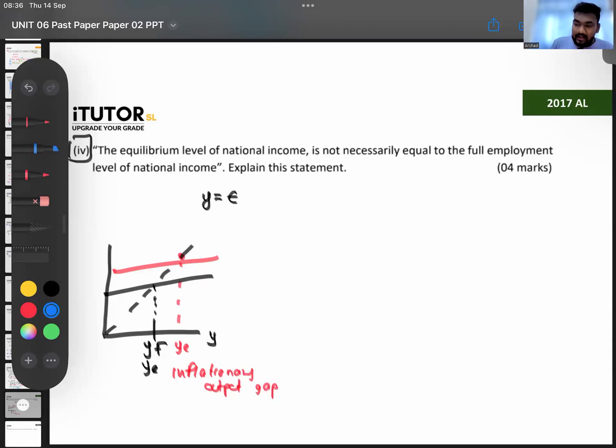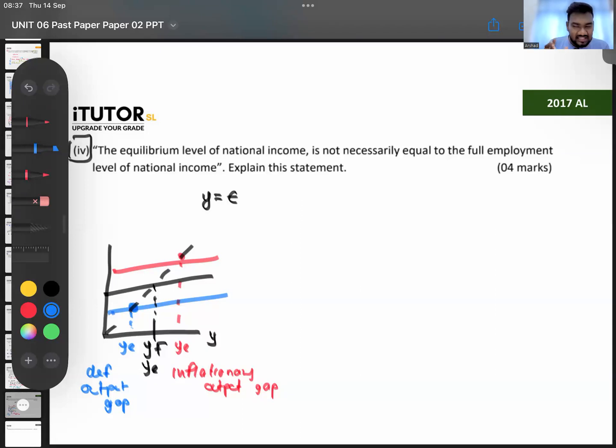Now, I'll draw another line. Let's talk about the blue line here. Here also you are at equilibrium, the equilibrium level. As long as the two curves cut, you are at equilibrium. But here you are at equilibrium below full employment. What do you call this? You can call this a deflationary or recessionary output gap. So this is equilibrium with unemployment. The red one is equilibrium with inflation.